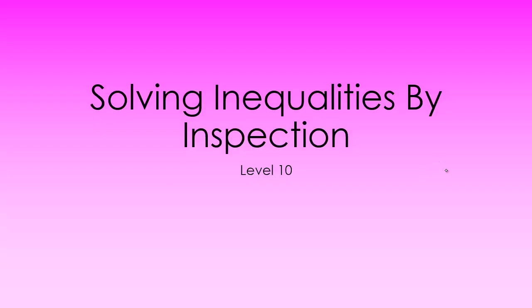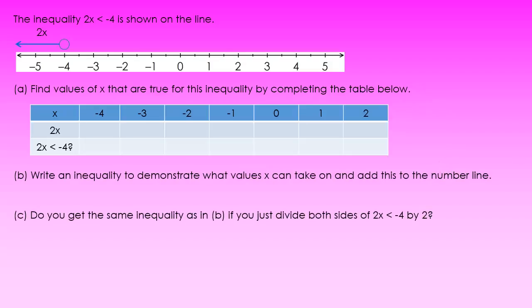Solving inequalities by inspection. The inequality 2x is less than negative 4 is shown on the number line. We can see that we have the blank circle at negative 4 and the arrow extending off to the left. And it's indicated here that we're doing this for 2x.